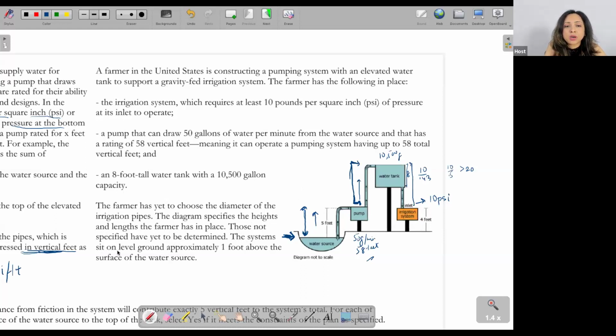Now, the systems sit on level ground approximately 1 foot above the surface of the water source. So you're saying that this level ground is 1 foot above the water source. And that now makes sense, because this means that the pump and the irrigation system are in line, because this is 1 foot as well. So then this much is again 4 feet. And this I know is already given to be 4 feet, right?